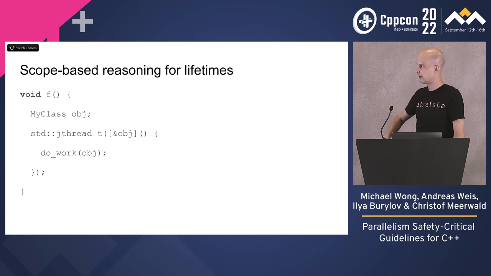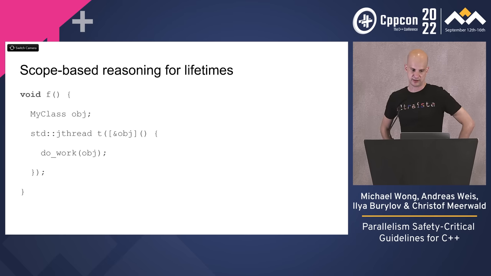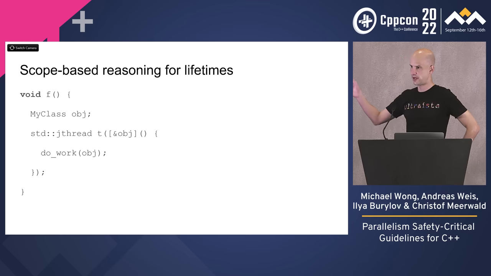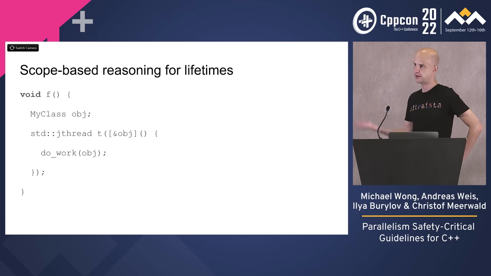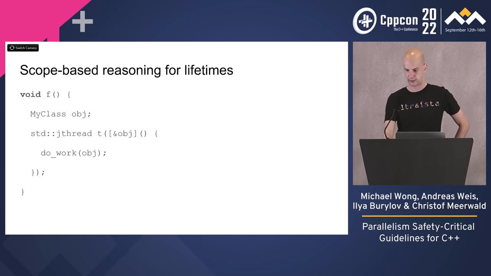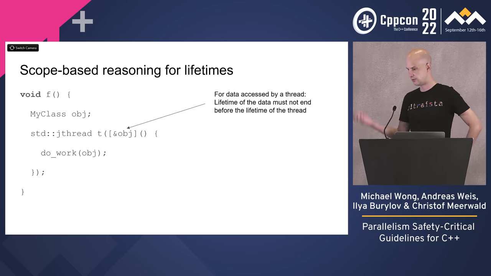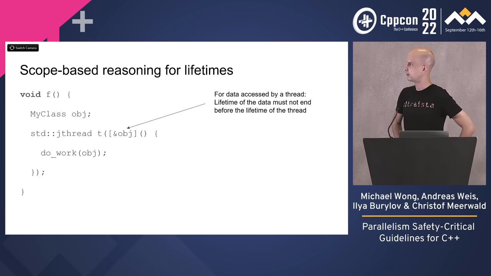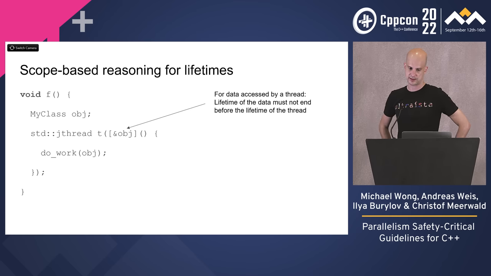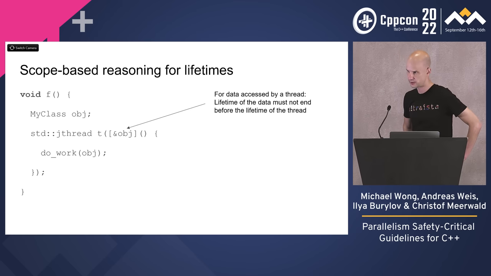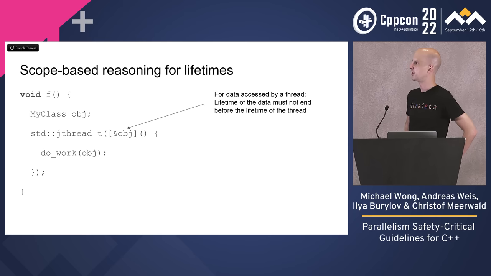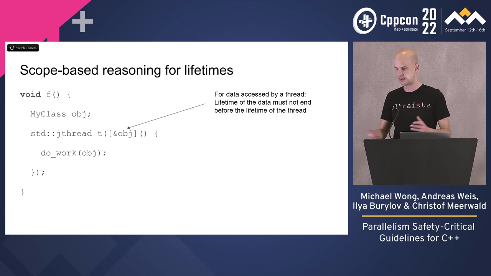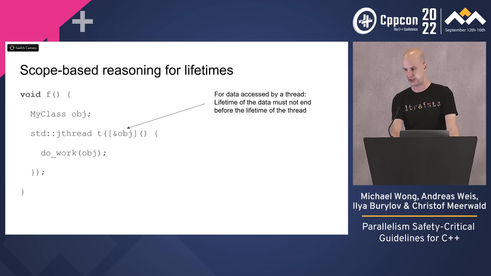So if we take the most basic example here, what we worry about is we have a thread and it's accessing some object that was captured by reference, right? So the lifetime of the object is managed externally, not by the thread itself. So this is really the crucial part, right? This object is captured by reference. So if it goes out of scope while the thread is still running, then we have a potential problem, because now if the thread starts to access it, we have undefined behavior.